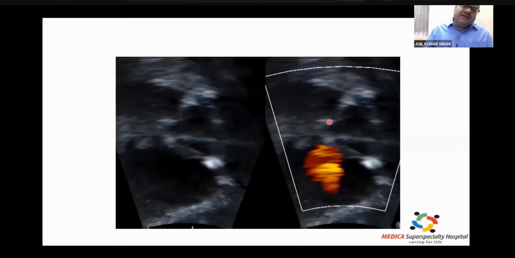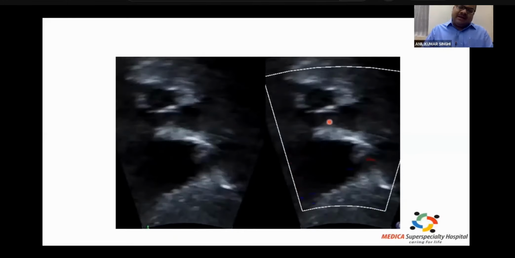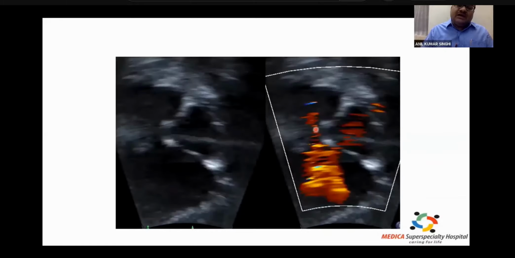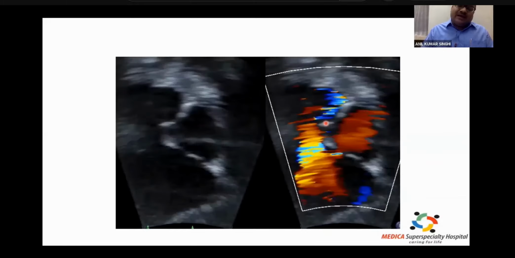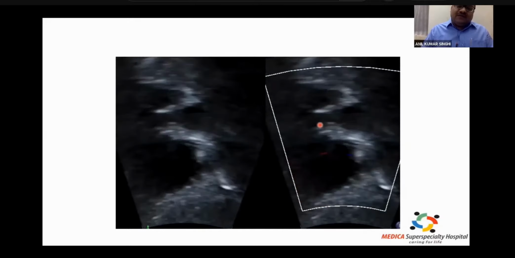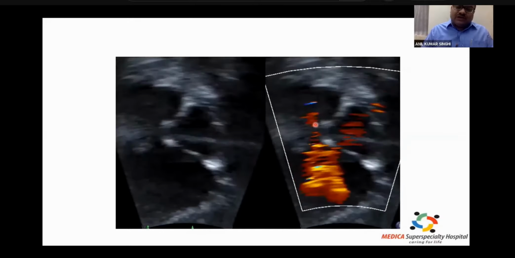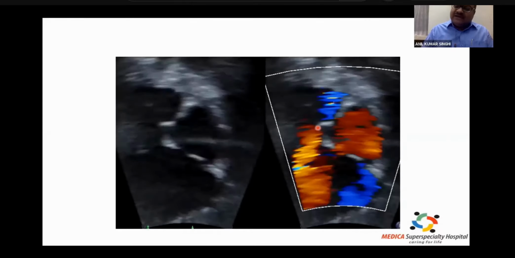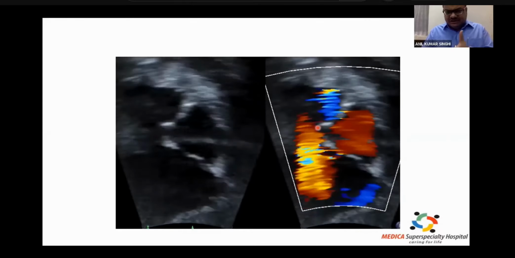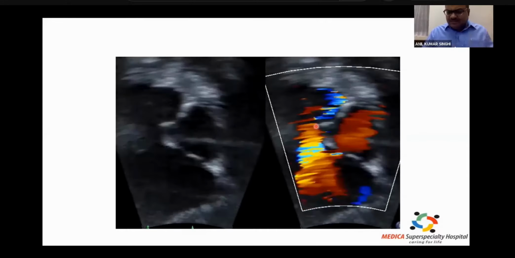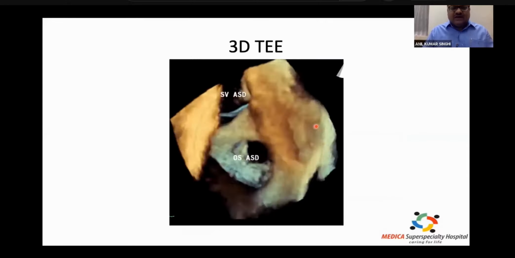So again, when I came back and tried to see where I missed, and because I knew by that time that there is an additional hole, on very careful interrogation I could observe the sinus venosus ASD. I myself did that ASD interrogation initially, but this was very difficult to get. TEE helped reach the diagnosis, and finally you can appreciate this in three-dimensional TEE.